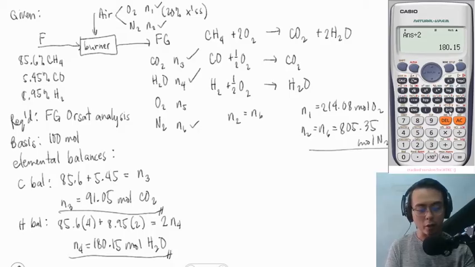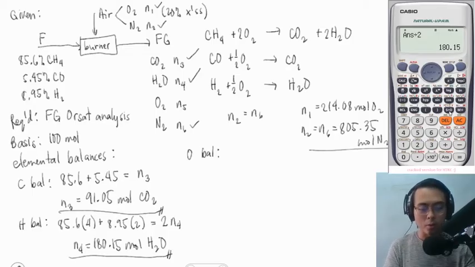And lastly is N5. For N5, we are going to perform the oxygen balance. Now take note that for the majority of combustion reaction problems, when you are performing elemental balances, you always start with the carbon balance, because that almost always gives you an answer for one of the unknowns. Normally it's for carbon dioxide, no? And the last balance that you need to make is the oxygen balance. You want to have the oxygen balance at the very last because the oxygen balance is the longest.